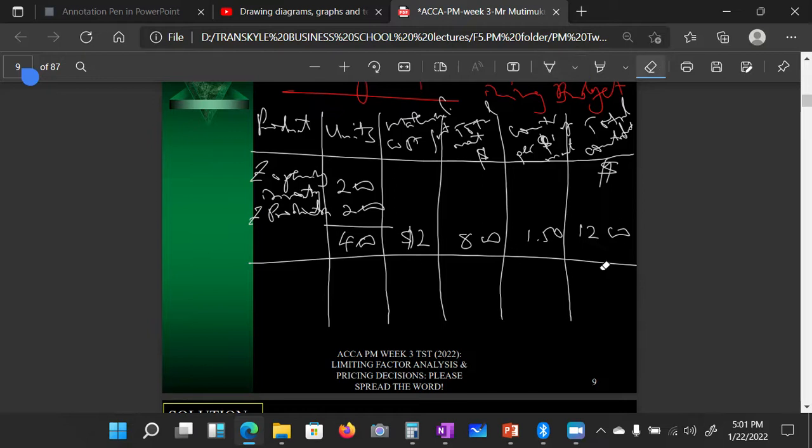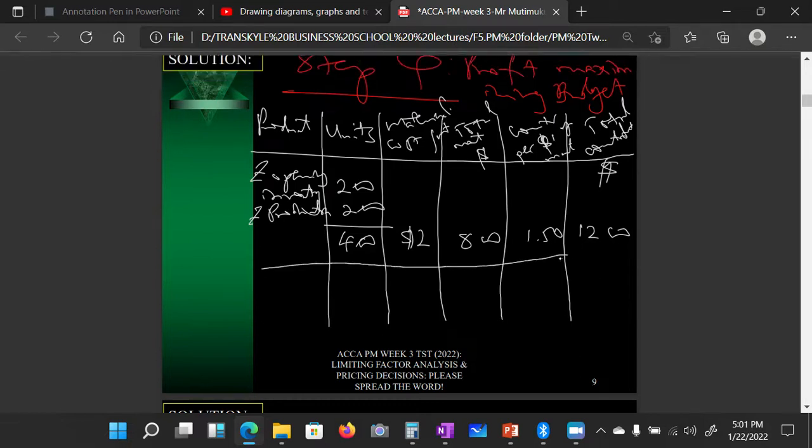But your line should not stop there, because here we have to add up. We need the total contribution. Remember, the patient wants to know that total contribution.